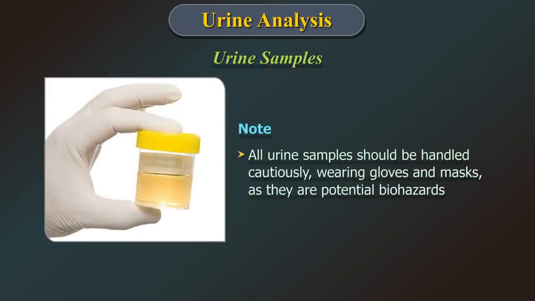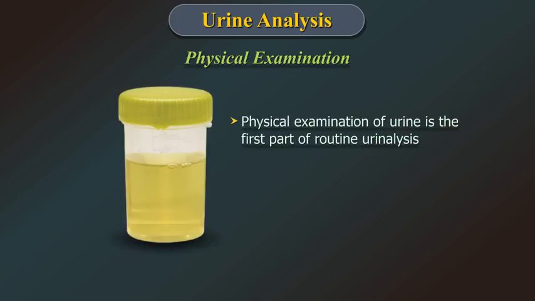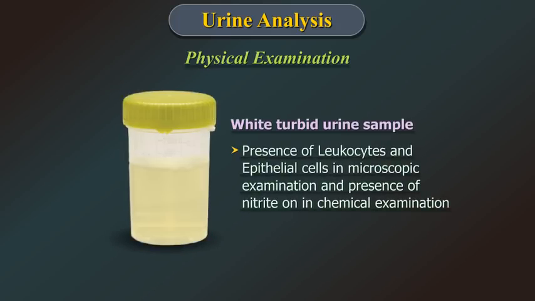Please note, all urine samples should be handled cautiously, wearing gloves and masks as they are potential biohazards. Physical examination. Physical examination of urine is the first part of urine analysis. It is done by direct observation and it gives a hint for the subsequent urine analysis. For example, white turbid urine sample may suggest to the technician the presence of leukocytes, that is, pus cells, and or epithelial cells in microscopic examination, and presence of nitrite on a chemical examination.